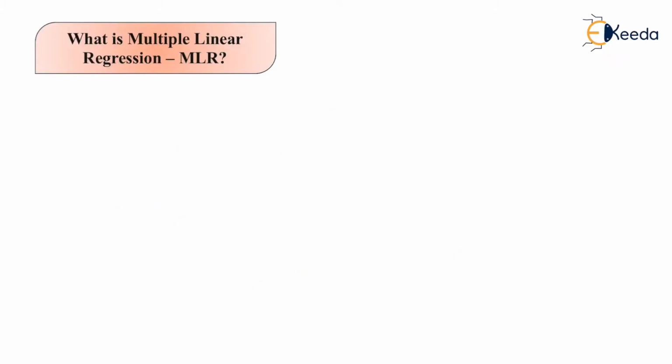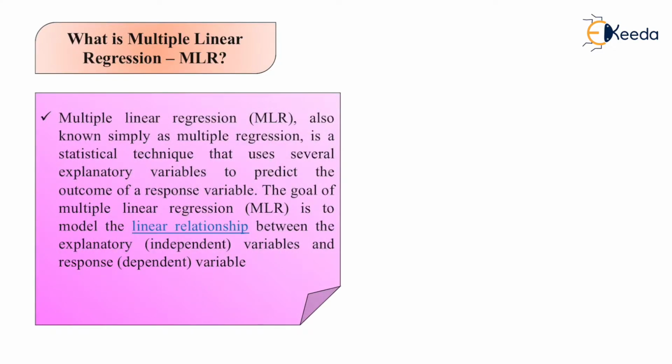What is multiple linear regression? A multiple linear regression is also known as multiple regression. It is a statistical technique that uses several explanatory variables to predict the outcome of a response variable. The goal of a multiple linear regression is to model the linear relationship between the explanatory variables and the response variable, like we are doing in the linear relationship, but here we are considering all the dependent variables.